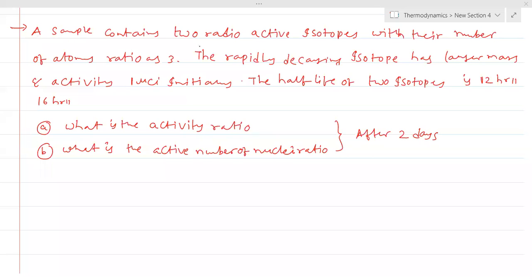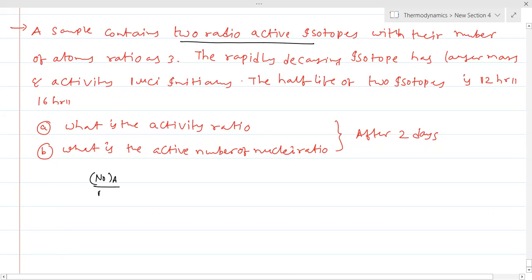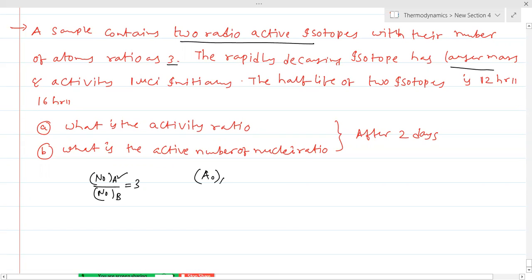So here we have a problem. A sample contains 2 radioactive nuclei. One we will call A and the other B. The initial number of atoms of A to B is taken as 3. The rapidly decaying isotope has larger mass, so that means we are taking A as having the larger mass. Its original activity, the original activity of A, we are taking as 1 microcurie.